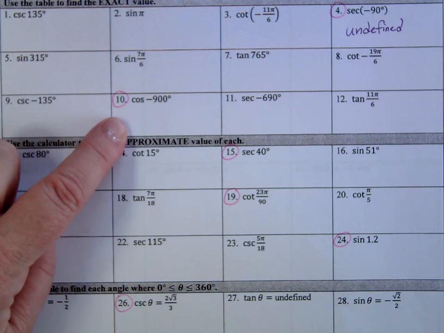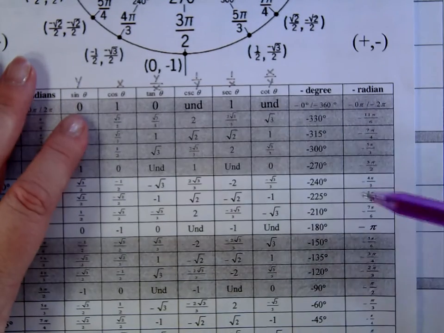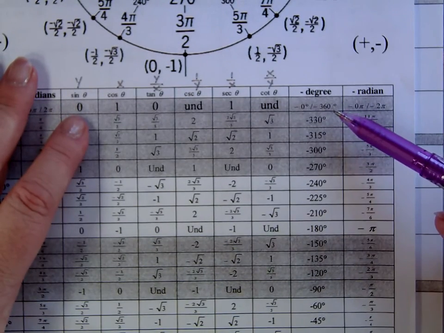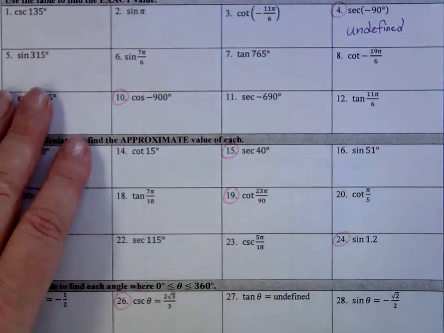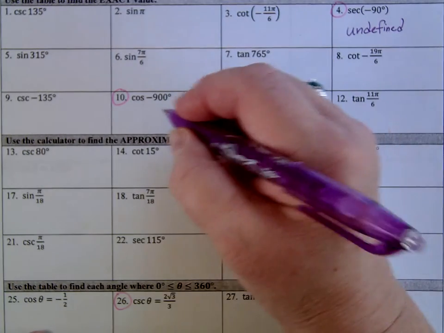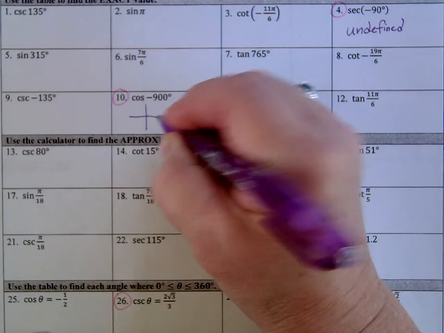Next one I picked is number 10, cosine of negative 900. If I go to my chart, I don't have negative 900. My chart only goes up to 360. So there must be something I can do to adjust this 900 to think about what it would be that would be on my chart.